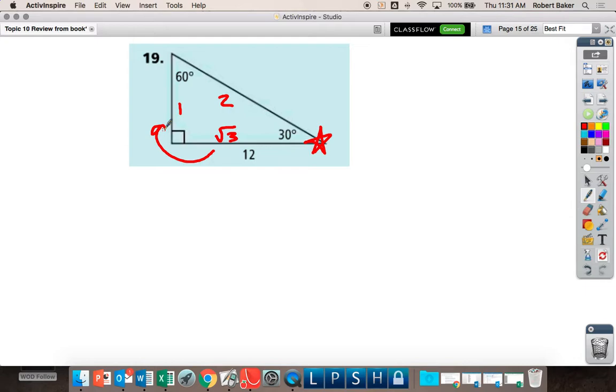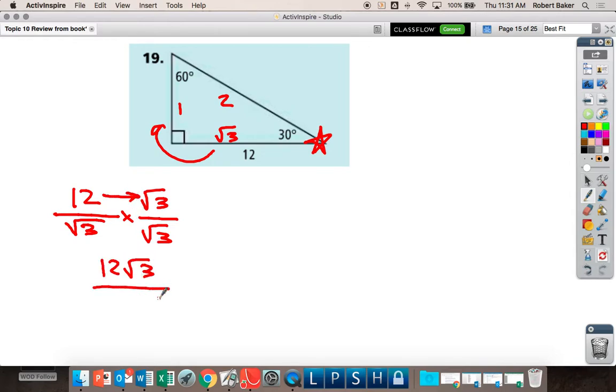Now here's how you think about that. The square root of 3 divided by itself equals 1. The square root of 3 times the square root of 3 is 3. So I have to take this number 12 and divide it by the square root of 3. Now, math error, can't do that. So you have to multiply it by 1. Okay, 12 times the square root of 3 over the square root of 3 times the square root of 3. And then keep simplifying. What is 12 divided by 3? 4. Square root of 3.